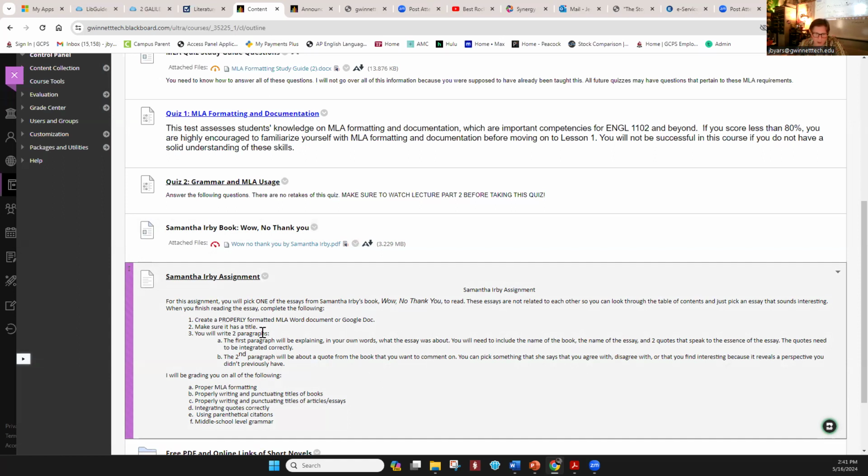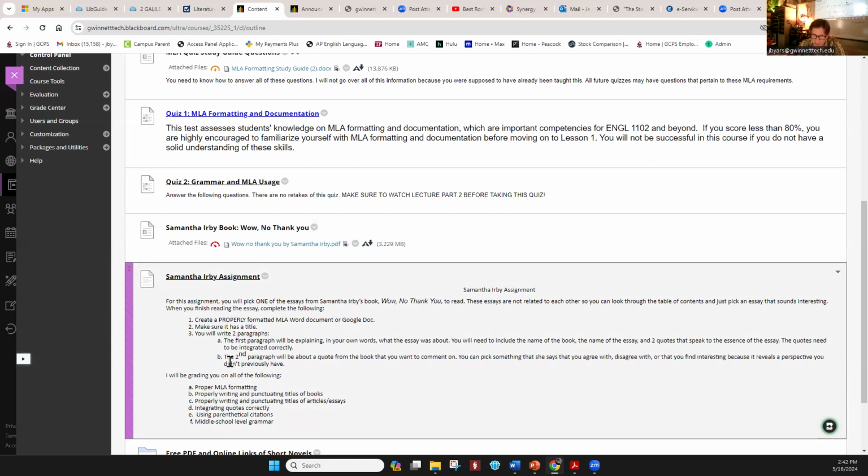Create a properly formatted MLA Word document or Google Doc. Make sure it has a title. You will write 2 paragraphs. A, the first paragraph will be explaining in your own words what the essay was about. You will need to include the name of the book, the name of the essay, and 2 quotes that speak to the essence of the essay.